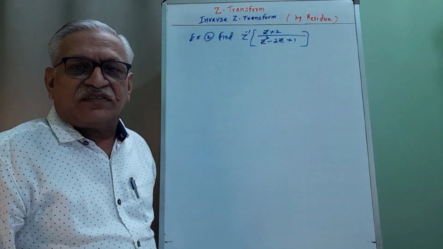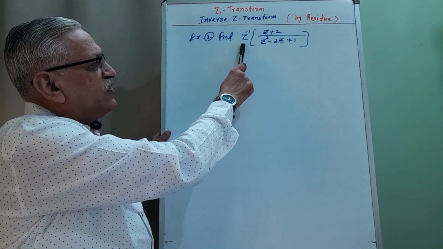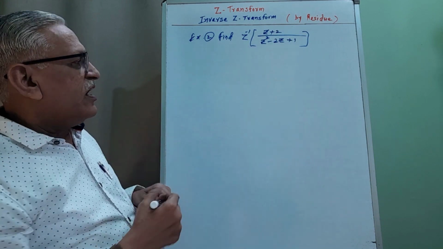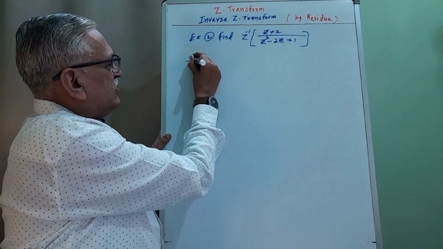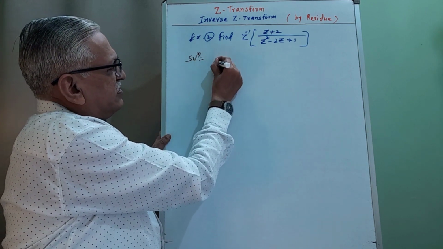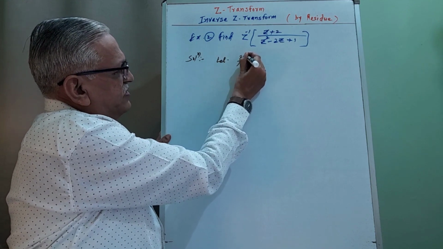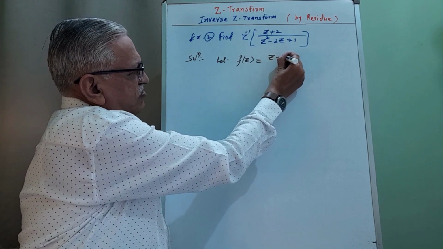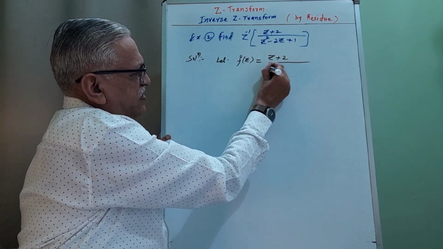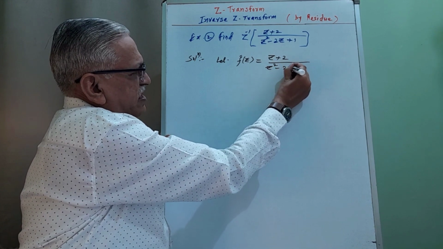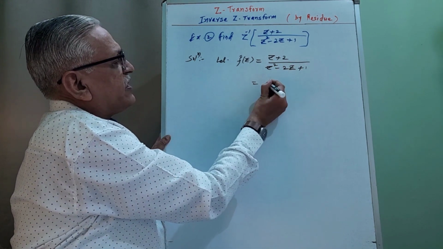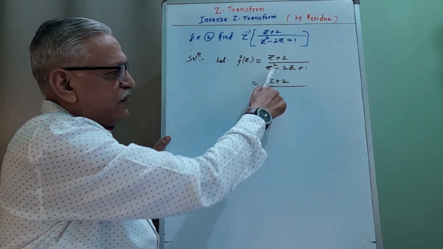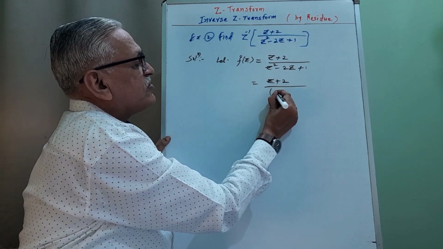One more I will discuss. Second example, find inverse Z transform of z plus 2 divided by z square minus 2z plus 1. And therefore, to find its inverse Z transform, let us consider that function as f bar of z. Therefore, f bar of z is equal to z plus 2 whole divided by z square minus 2z plus 1. And we can rewrite it as z plus 2 divided by, it is the perfect square of z minus 1.